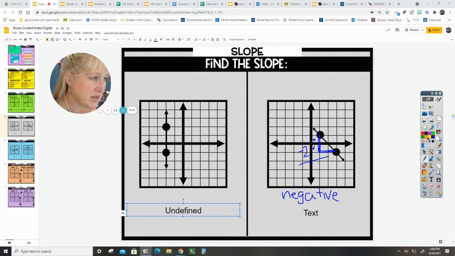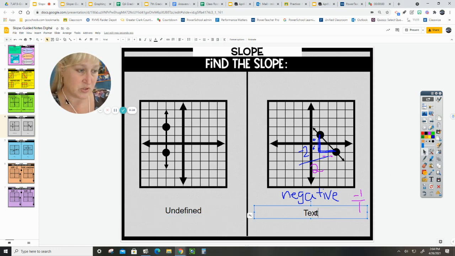over the run, which is 1, 2. Negative 2 over negative 2. And if I reduce that, I get negative 1 over 1. So if I have negative 1 over 1, that equals negative 1 if I reduce. So this one is negative 1.